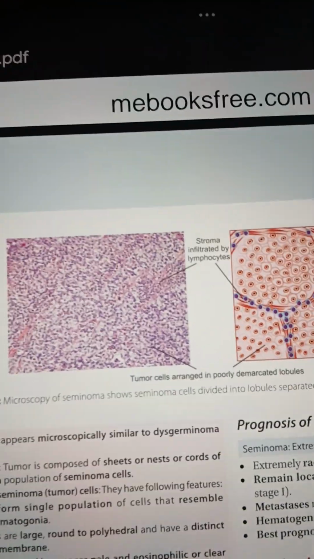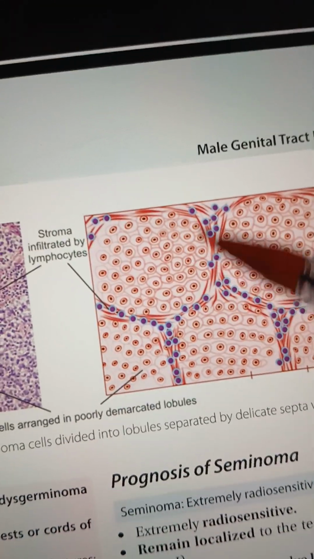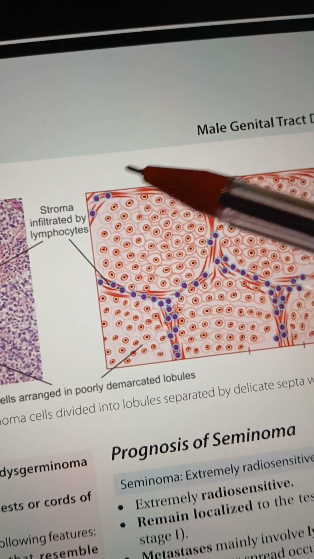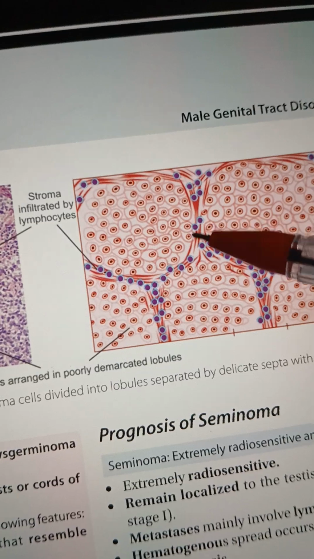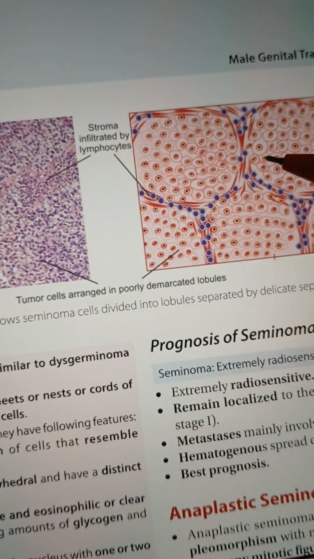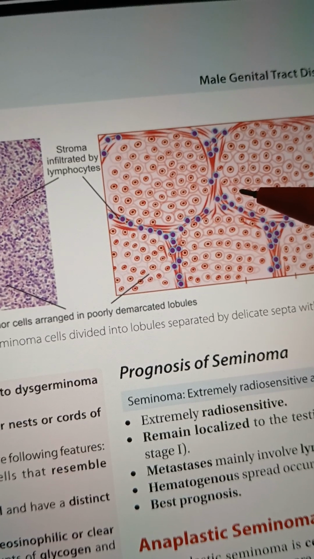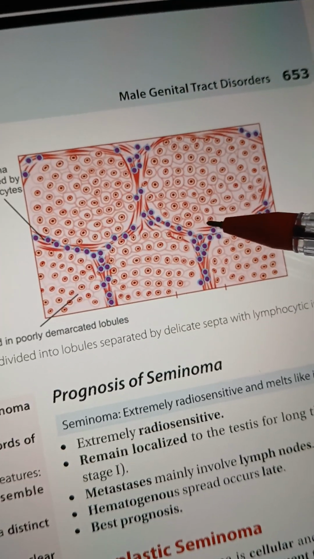So as we can see over here, cells are arranged in the form of uniform seminoma cells: sheets, nests, or cords, which are poorly demarcated and lobulated by thin fibrous septa. This thin fibrous septa is infiltrated by plasma cells and lymphocytes. Rarely it is also infiltrated by syncytial trophoblast showing HCG-like action, and by giant cells and granulomas.